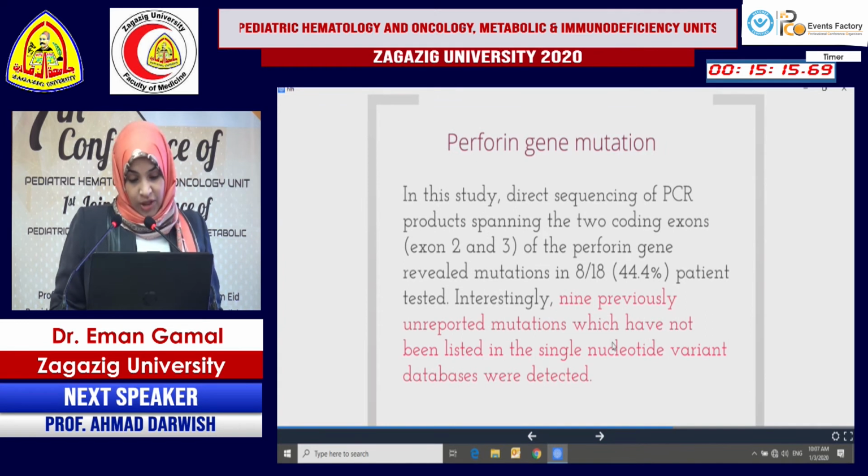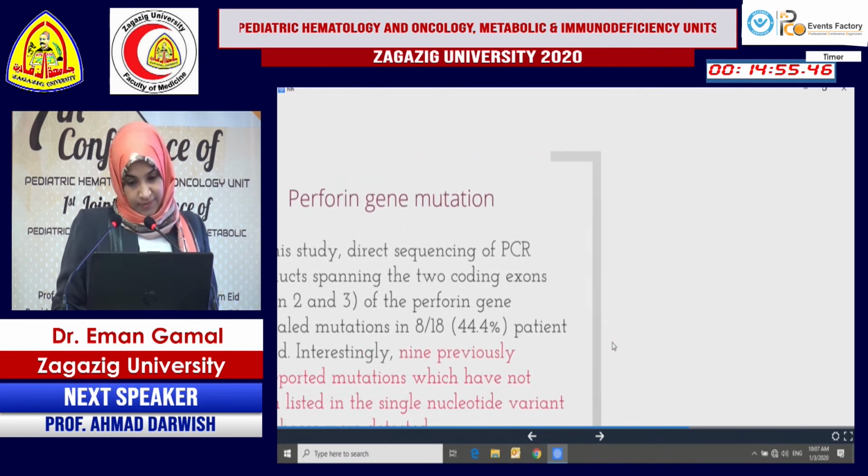For detection of perforin gene mutation, after sequencing of the PCR product, we found a mutation in about 8 of 18 patients, about 44% of the patients tested, and interestingly, 9 previously unreported mutations, which haven't been listed in the single nucleotide variant database, were detected.